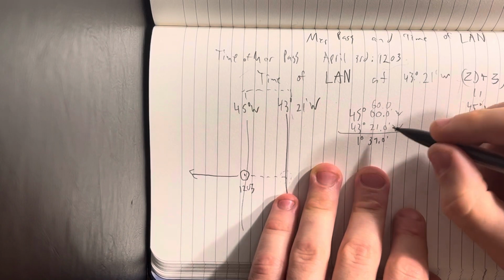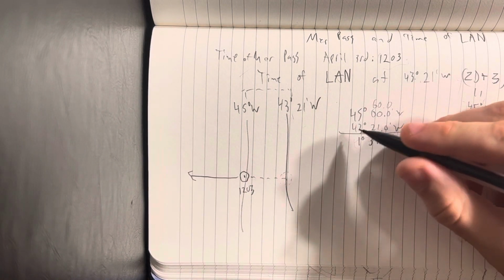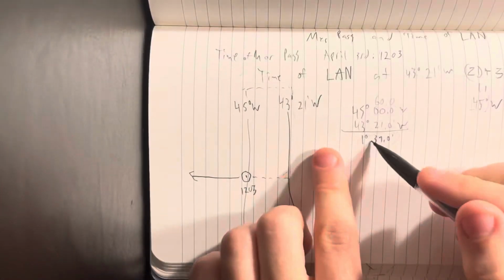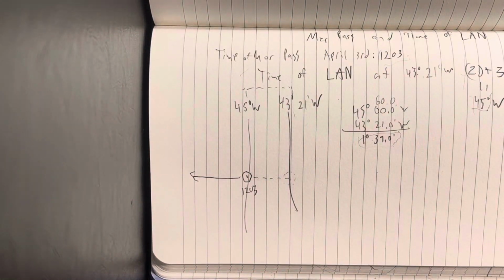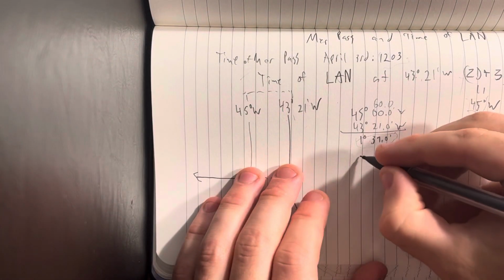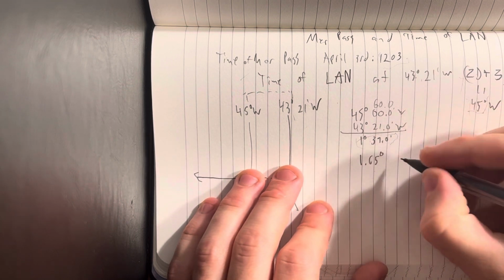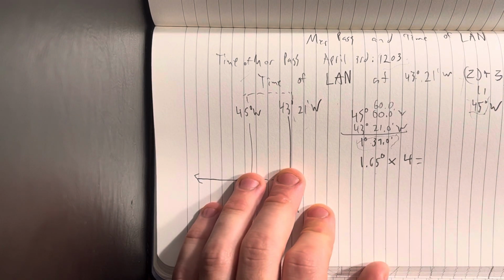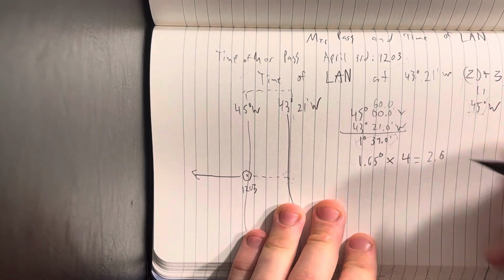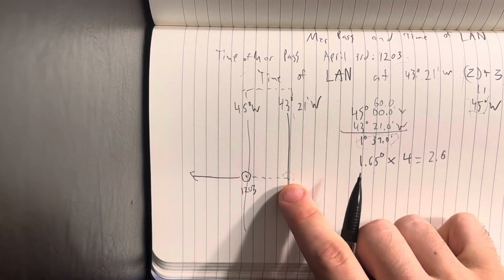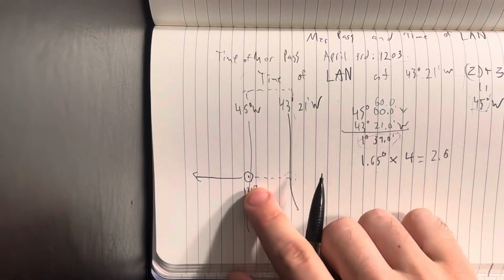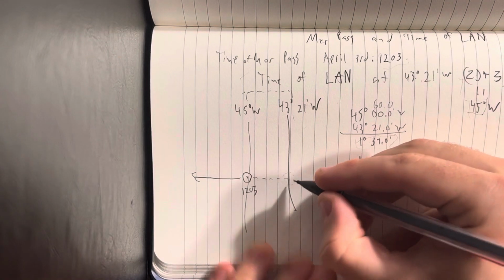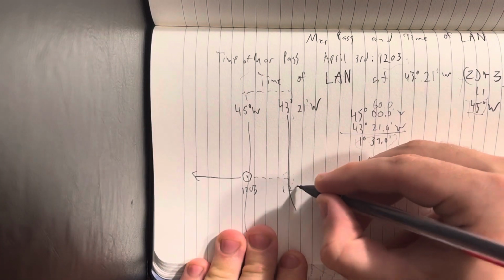If we want the time it takes to move this, we just do arc to time, 1 degree in 4 minutes. So we convert this all to degrees. 39 divided by 60 gets us 0.65. So 1.65 degrees times 4 minutes in a degree will get us 2.6 minutes. So LAN for us happened 2.6 minutes before it happened at 12:03. 2.6 we can round to 3, so we could say LAN happened coincidentally, this is amazing, at exactly 1200 in our position.